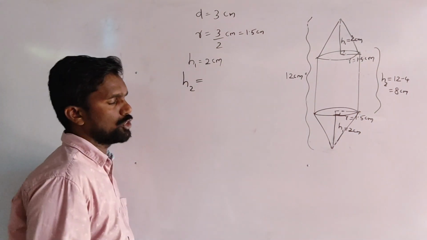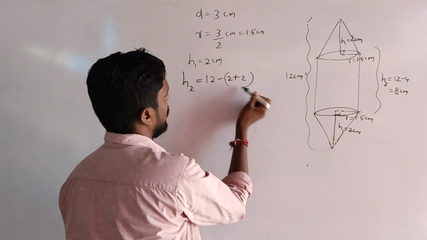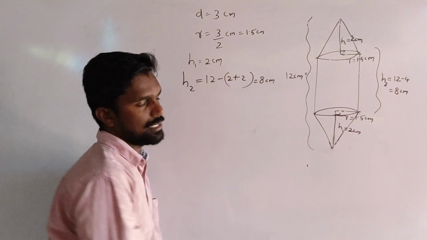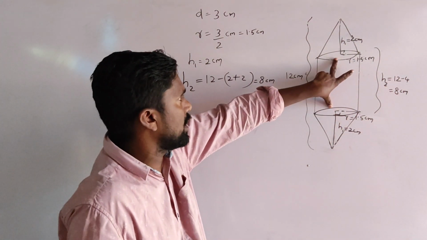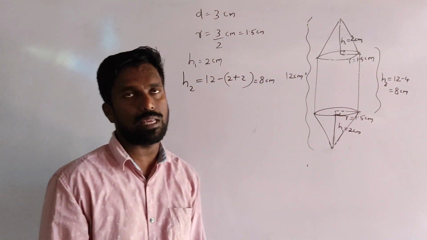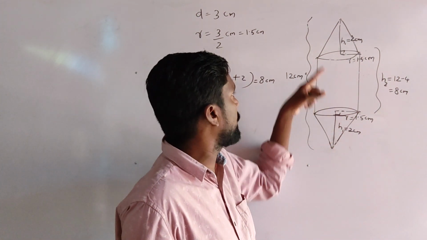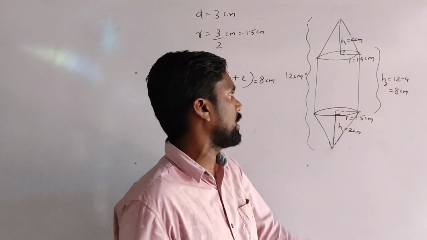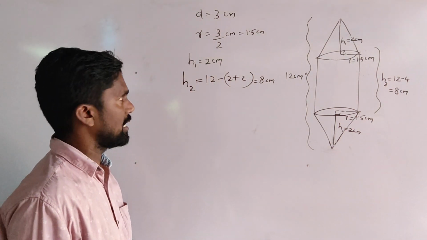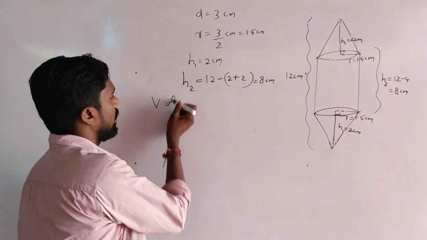Suppose I write H2 means 12 minus 2 plus 2, that is equal to 12 minus 4, 8 centimeter. This is the height of the cylinder. Height of the cone is given in the question, 2 centimeter. Height of the cylinder is not given in the question, so we have to subtract: 12 minus 2 plus 2, that is 12 minus 4, equal to 8 centimeter.